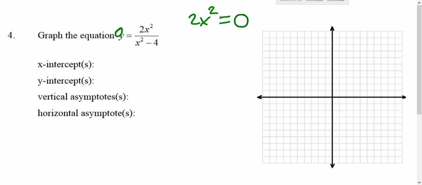So what's our x value? Solve this out. Divide by 2, you get 0. Square root of 0 is 0. So x equals 0. That's our x-intercept. X equals 0.